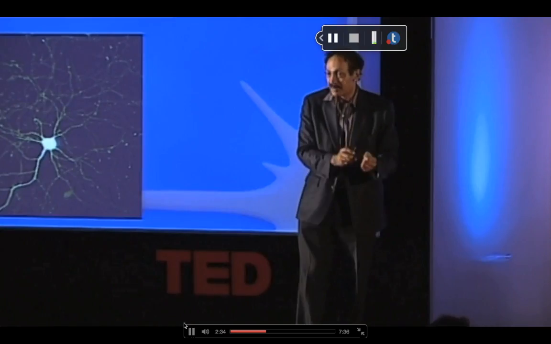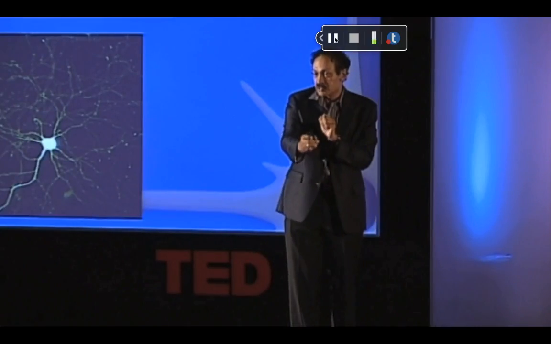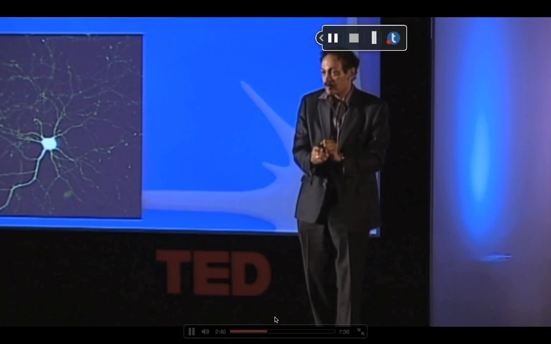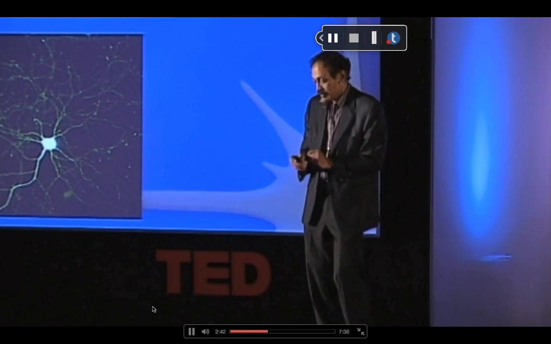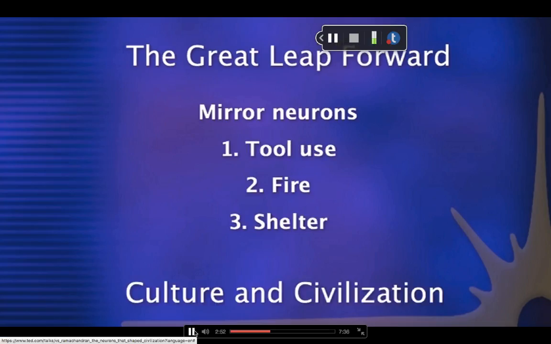Now, what is the significance of these mirror neurons? For one thing, they must be involved in things like imitation and emulation, because to imitate a complex act requires my brain to adopt the other person's point of view. So this is important for imitation and emulation. But why is that important? Well, let's take a look at the next slide. So, how do you do imitation? Why is imitation important? Mirror neurons in imitation and emulation.